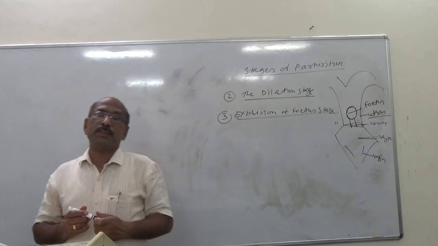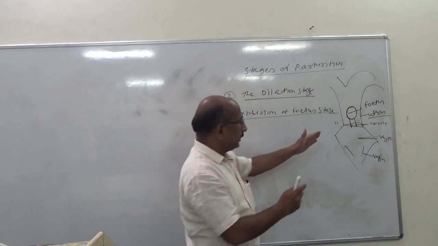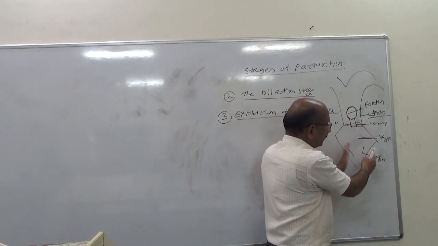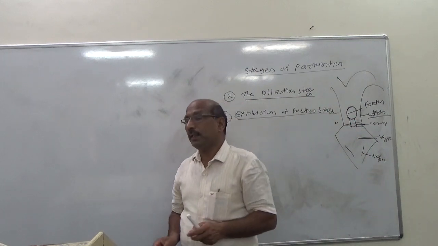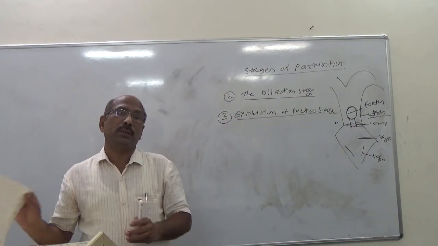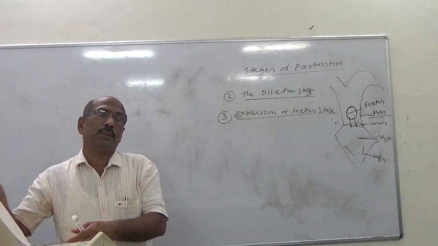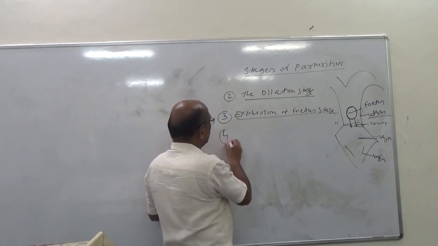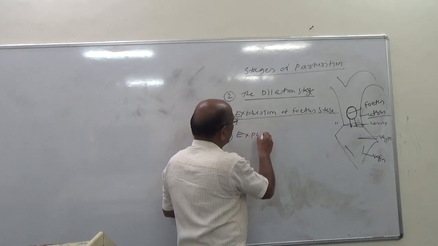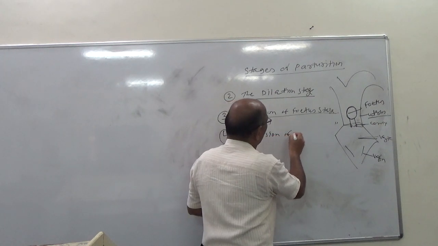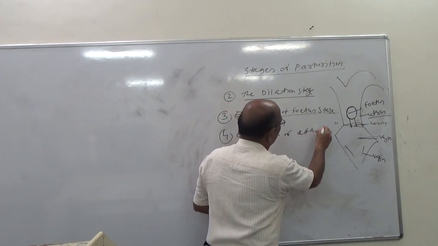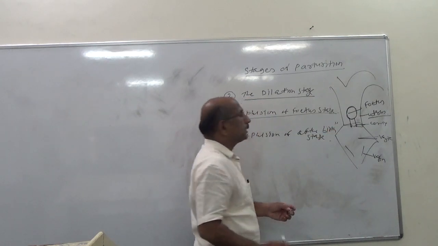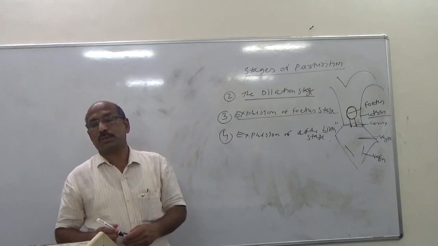This is the expulsion phase, which continues from the complete dilation of the cervix up to the delivery of the fetus. The third stage is the expulsion of the fetus, and the fourth is the expulsion of the afterbirth.